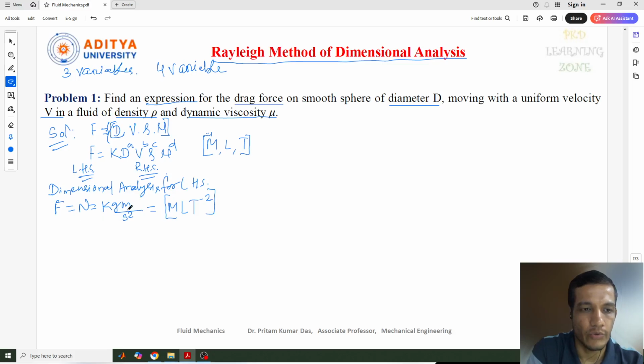So this is the dimension for the force. Now similarly we need to do the dimension analysis for the right hand side. Right hand side one by one, because we have a total of 4 terms. Let's find the first one, d. d is the diameter, so we take that as one value of length, so we can write it only in terms of L. So the dimension is L.